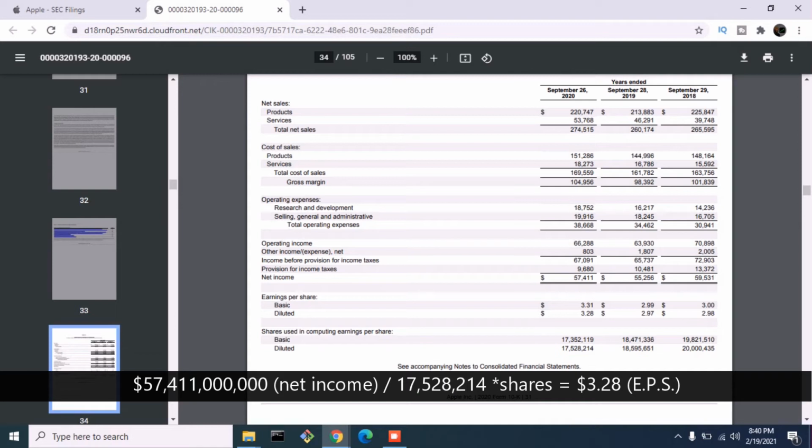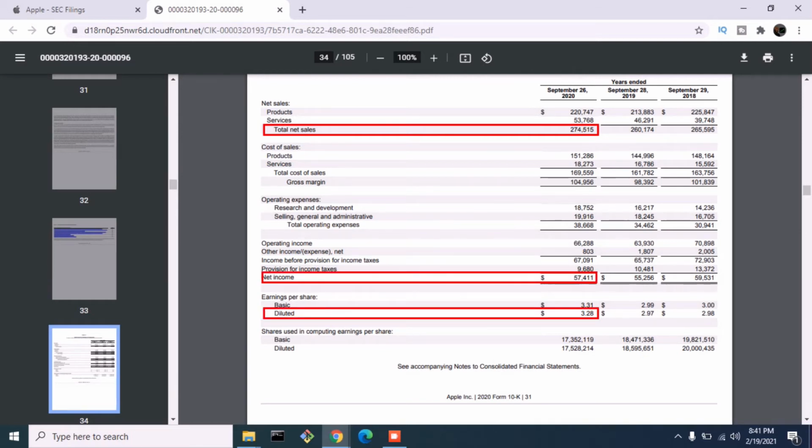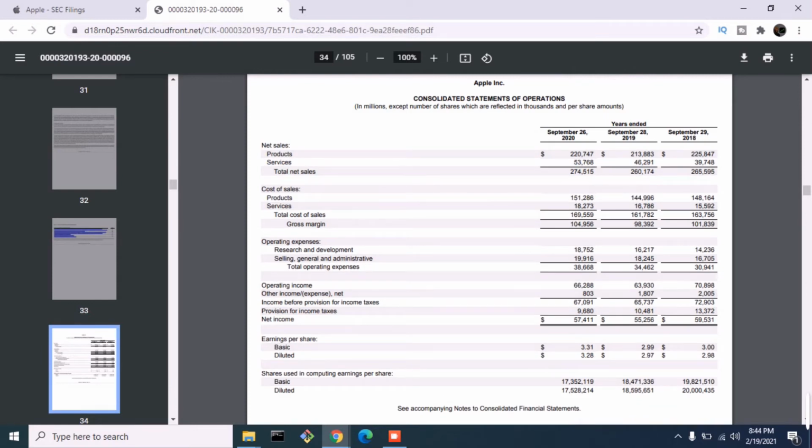And it's good to understand all these line items, but for a quick scan, the figures that I mainly pay attention to are the total net sales or revenue, and then the net income, the earnings per share, and then the total number of shares outstanding. And now that we've seen all of the numbers, we can do a quick analysis to start to put together the story for Apple's financial posture.